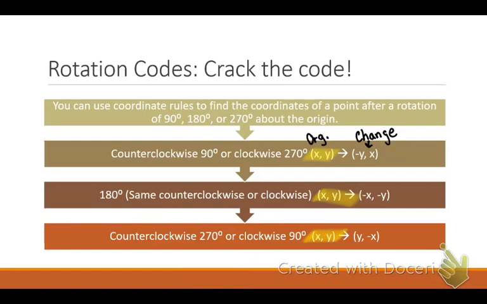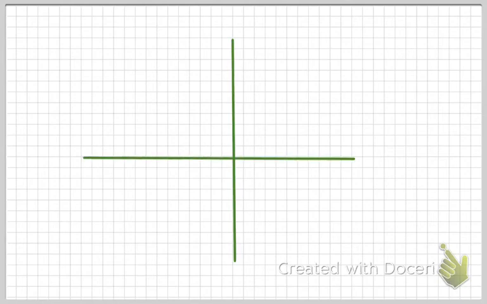All right, so let's talk about the fact that one code is two different directions. It is counterclockwise 90 or clockwise 270. So how can the same code be two different directions? I'll show you. So let's say we have an XY axis right here. Now, you guys remember we said that one turn is 90 degrees, right? So how many degrees is two turns? 180. How many degrees is three turns? 270. So here we start with, let's say, point A.